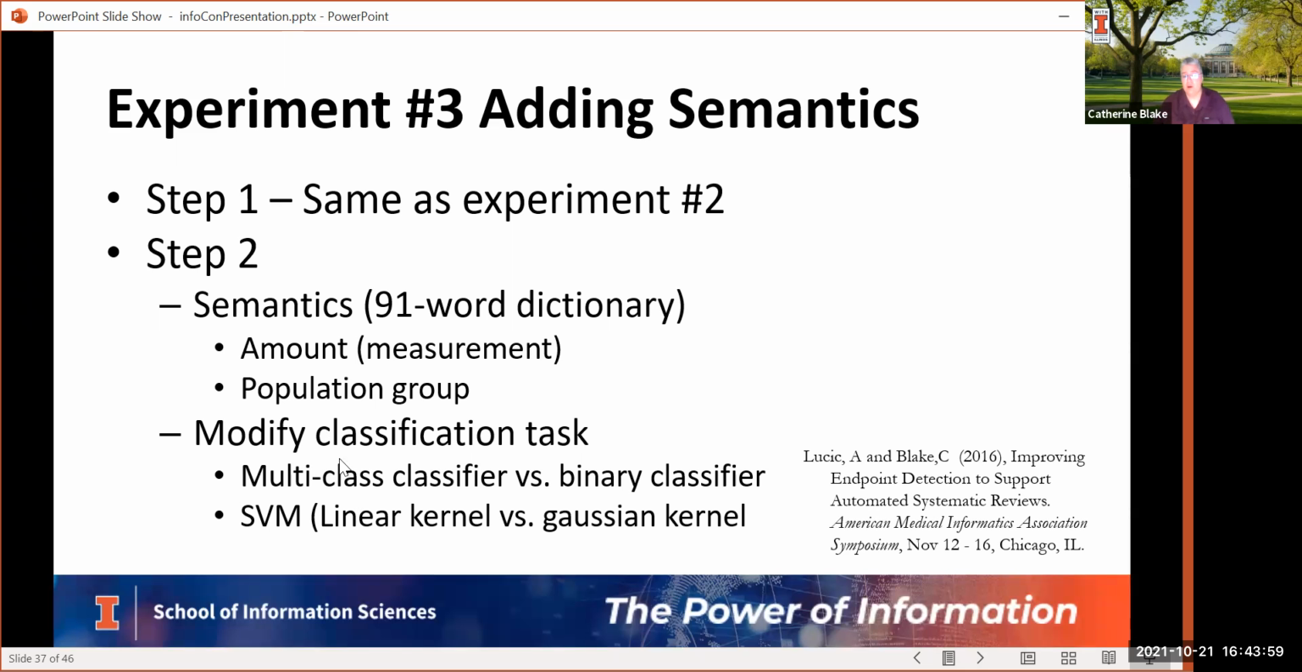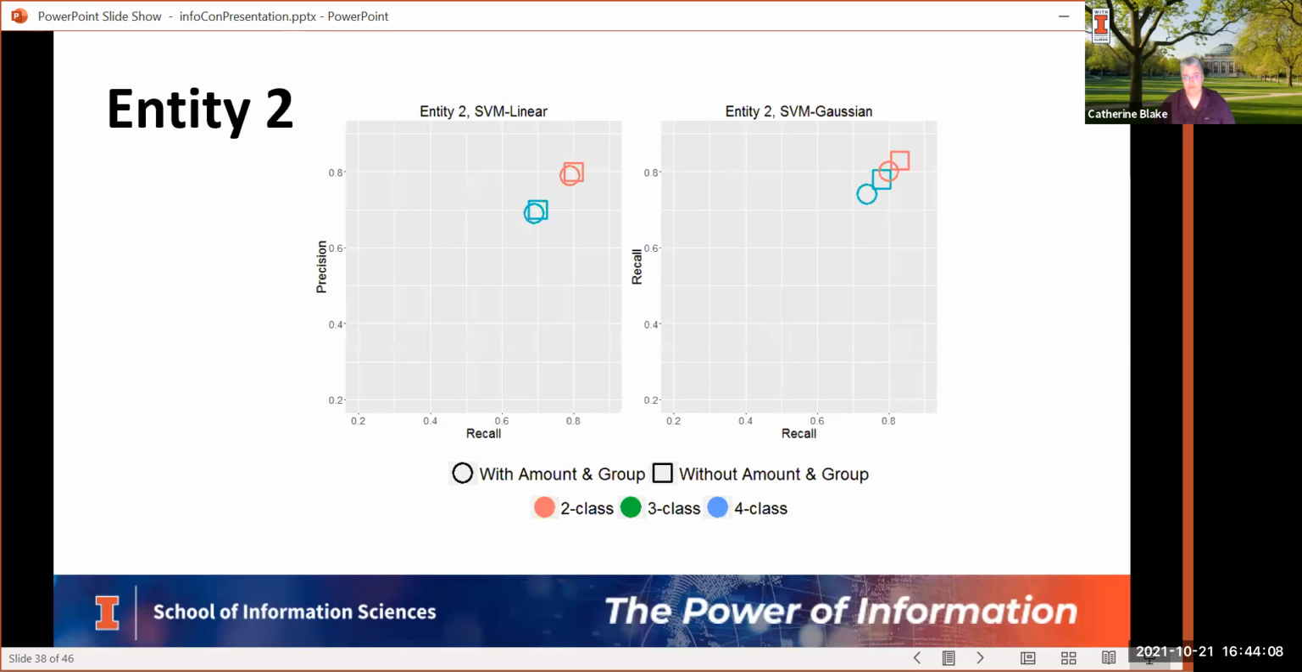And we also modified the task. What we had been doing was setting things up as a binary classifier. So we set it up as a multi-class classifier as well. And what we want to see is if this does better, then the square, without the group, the amount in the group, so without the thing that we just added, the square should be less, and the circle, adding the amount in the group, adding these semantics, should be more.